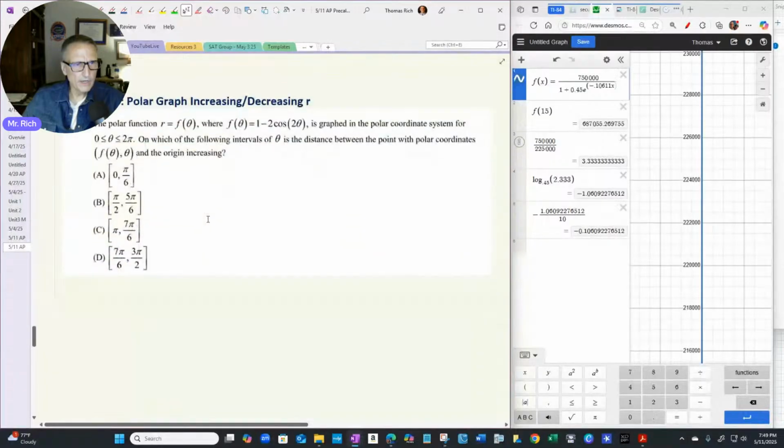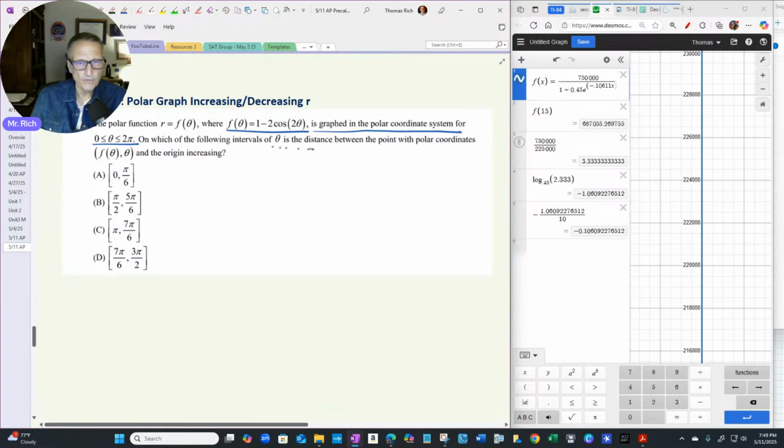Moving on, problem 10. You can expect a polar graph, increasing, decreasing R question, where they give you a graph, or don't give you a graph, they give you a function. And they just tell you, hey, this is graphed, but you can't see the graph because we're not giving you the graph and you don't have a calculator. Although you could graph it, sketch it, but you don't need to. Well, I am going to graph it. I'll show you how I'm going to graph it though.